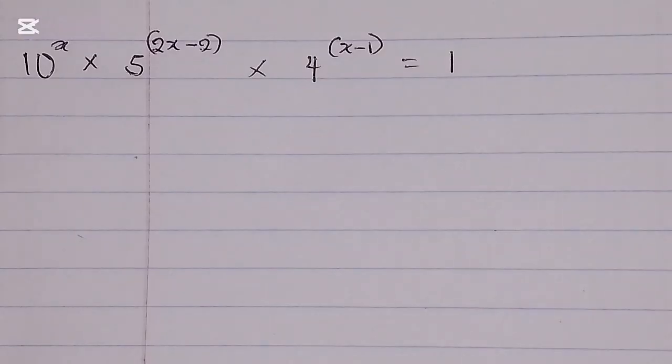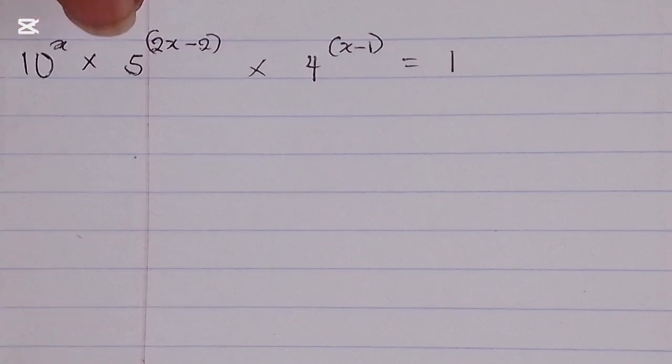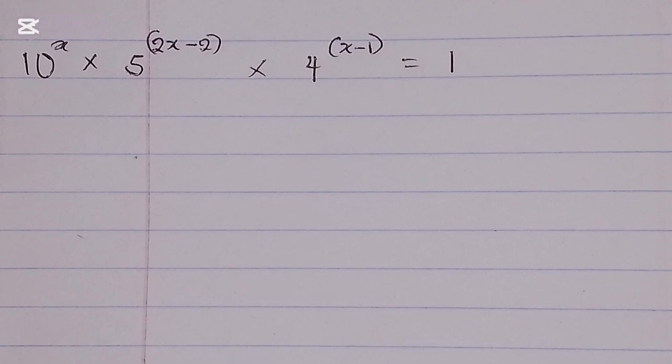This is example 2. Okay, in this case we are going to use a very quick method. Make sure you understand. Now we have 10 to the power of x times 5 to the power of 2x minus 2 times 4 to the power of x minus 1 equals 1. Okay, so what we do first is this. I will make sure all my bases are equal to 10. How is that possible? This is what we do.